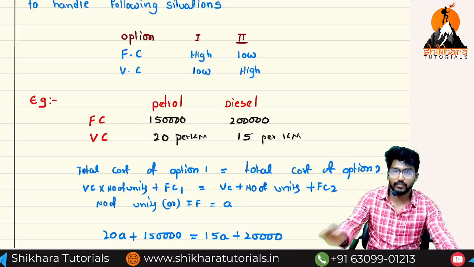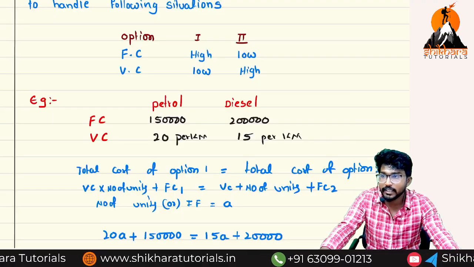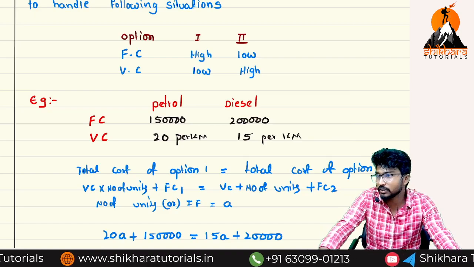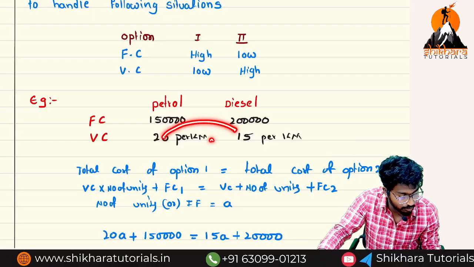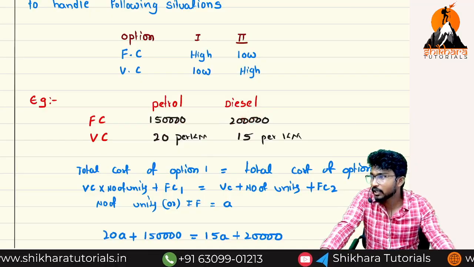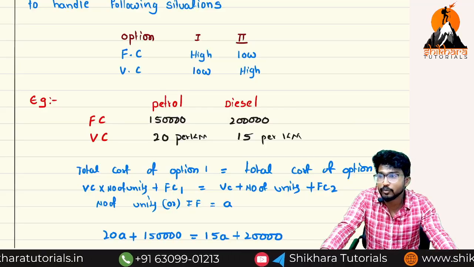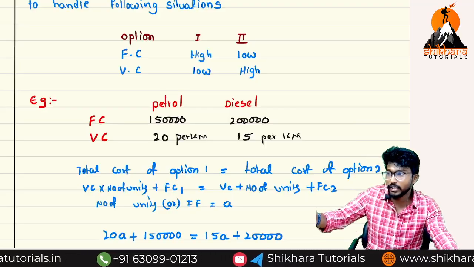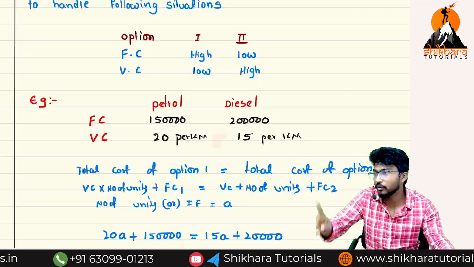I am incurring a cost of 50,000 if I choose the diesel car over the petrol car. For what? For saving of variable cost per unit of 5 rupees. Why am I choosing this diesel car? Because I am saving variable cost of 5 rupees. I am putting an amount of 50,000 for saving 5 rupees per unit.